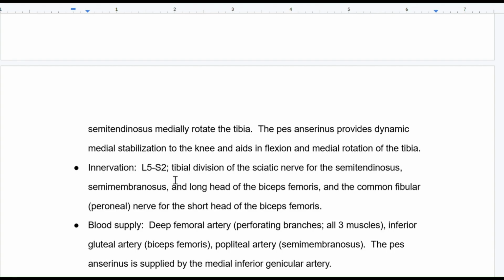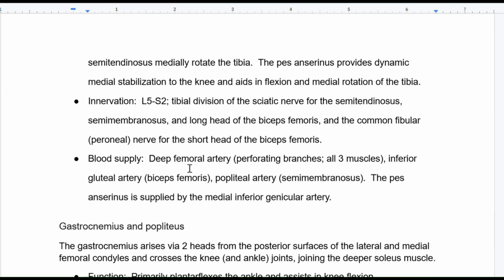Innervation. L5 to S2, tibial division of the sciatic nerve for the semitendinosus, semimembranosus, and long head of the biceps femoris, and the common fibular or peroneal nerve for the short head of the biceps femoris. Blood supply. Deep femoral artery, perforating branches, all 3 muscles. Inferior gluteal artery, biceps femoris, popliteal artery, semimembranosus. The pes anserinus is supplied by the medial inferior genicular artery.